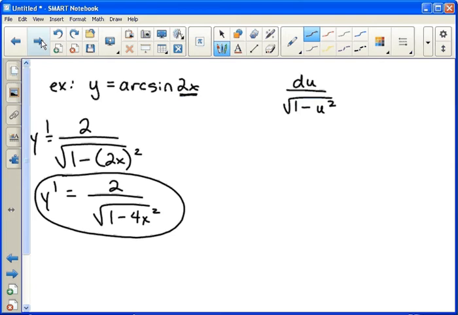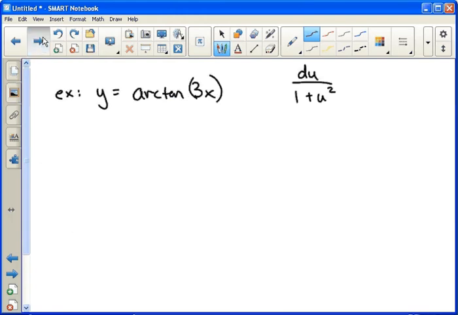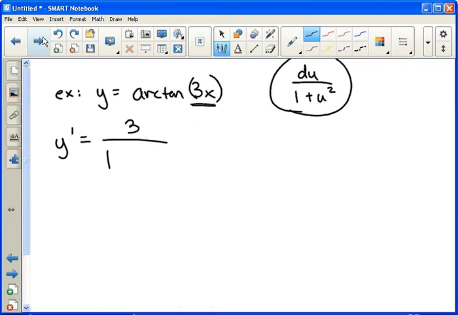Okay, next up, arctangent of 3x. So let's say our u this time is 3x. I have the rule right over here, the rule for arctangent. The du, the derivative of u in this case, would be 3. And then 1 plus u squared, so 3x squared is 9x squared. So it's 3 over 1 plus 9x squared, and that would be my answer.